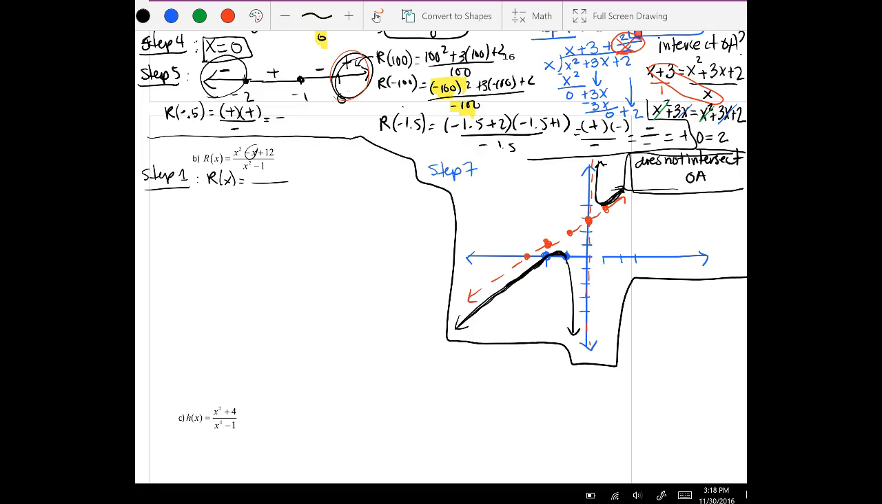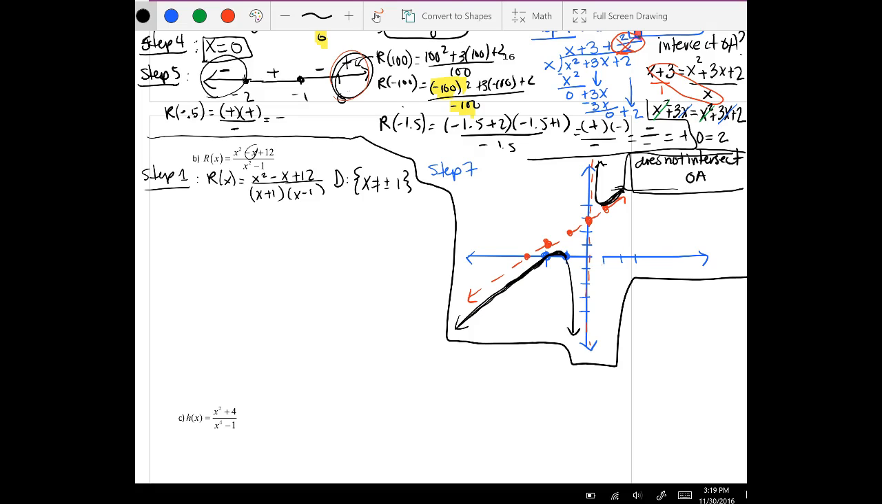So what I'm going to do is I'm just going to write it all over again. x squared minus x plus 12, okay, all of that is divided by the bottom. The bottom is actually factorable: x plus 1 times x minus 1. So step 1, factor. It wants you to find the domain. The domain is just simply going to be all real numbers, not including positive and negative 1. Okay.